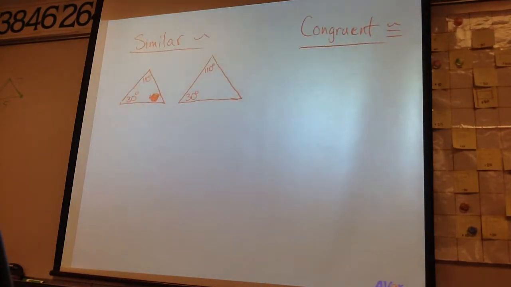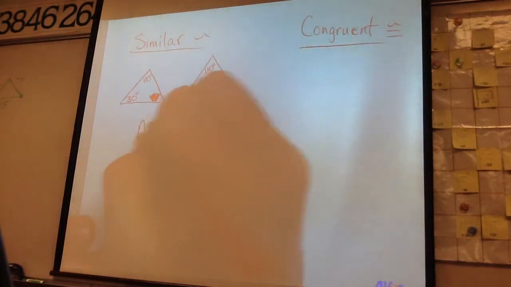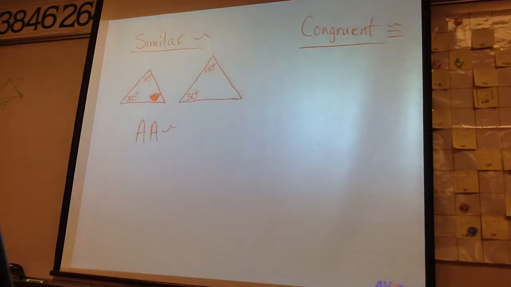So to know two triangles are similar, what's the only thing we really need to know? Angles. Two angles. Remember angle similarity? Okay. There's another way to prove triangles are similar.